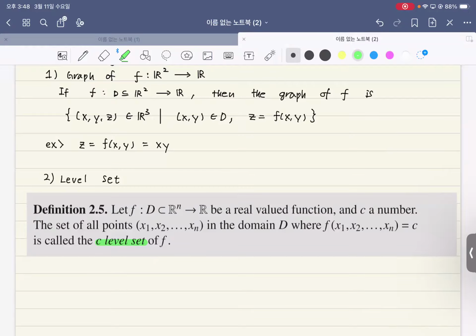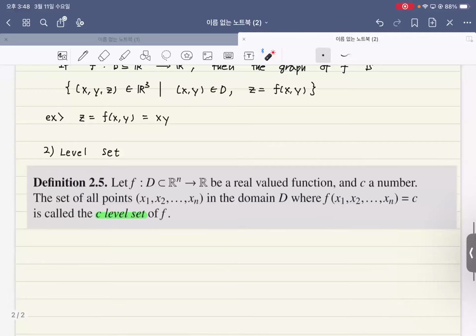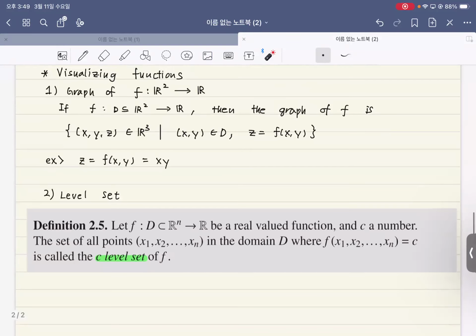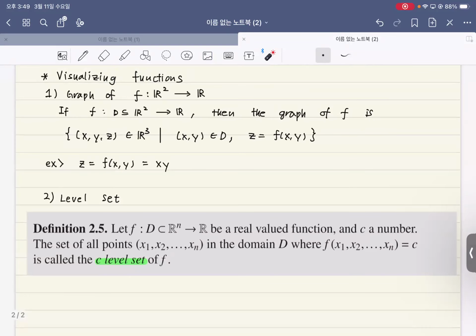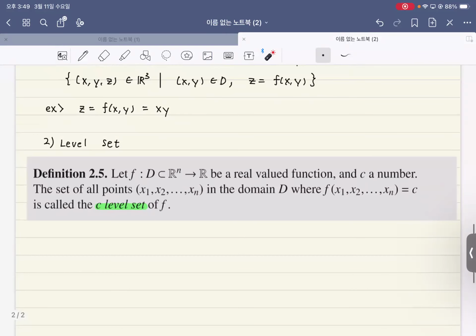Okay, so this is a level set. The idea of a level set does not give the full comprehensive picture that the graph of a function does, but the level set is a little bit more flexible. So you can draw the level set for functions from R2 to R and R3 to R.